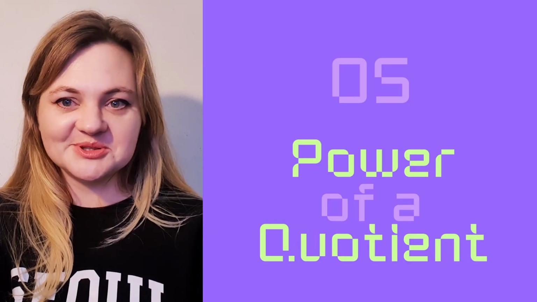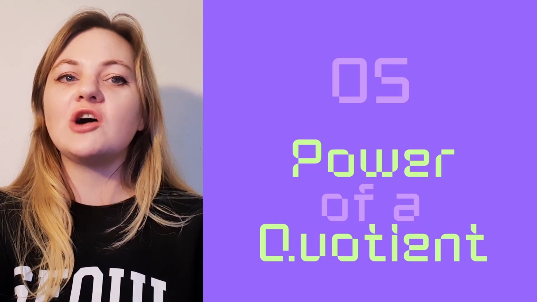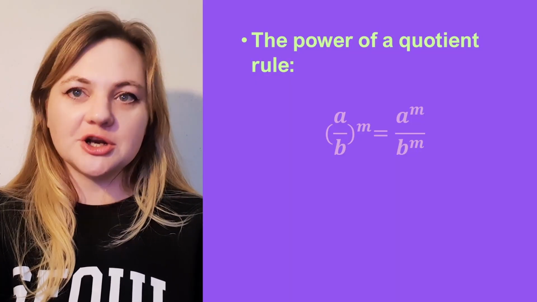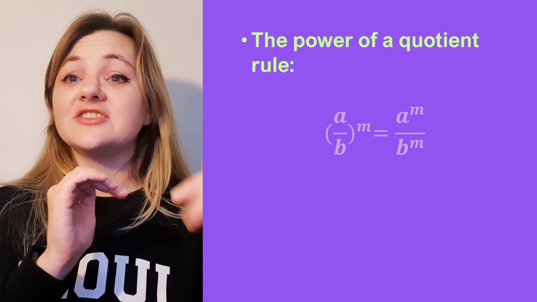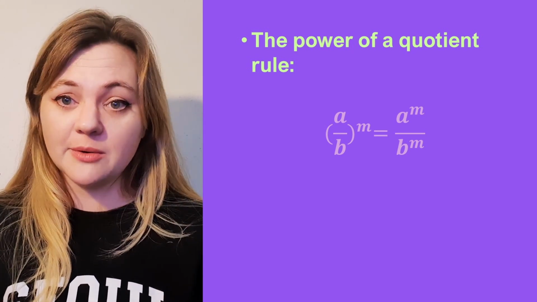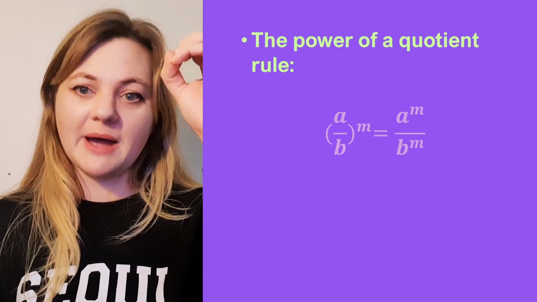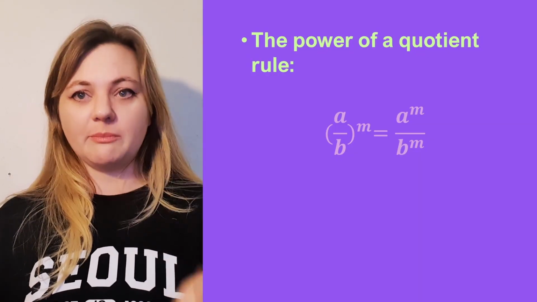Okay, next rule, or the next law. The power of a quotient. So now we have a quotient inside of the parentheses, and again, it just means that both have to be raised to the same power. You can't just raise the a to the power m and not do the same to the b. What you do to the a, you do to the b.